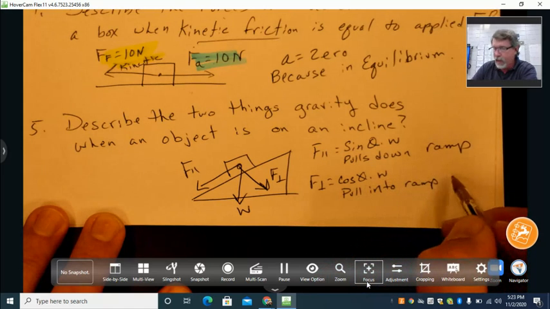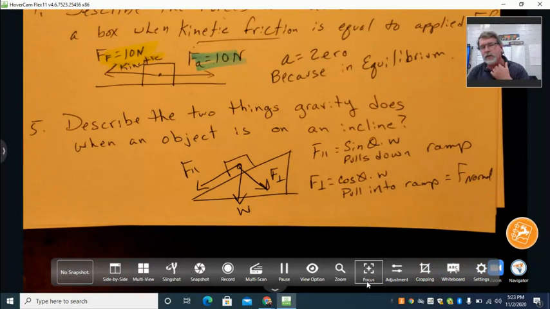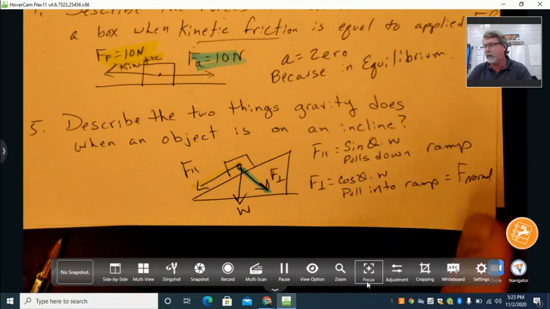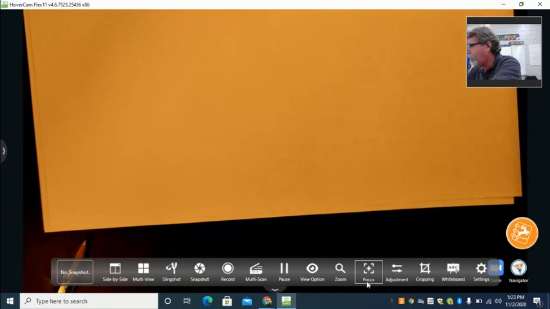And that force into the ramp creates force normal. All right? So describe the two forces that gravity creates. Some of gravity pulls it down the ramp, and some of gravity pulls it into the ramp. All right, let's look at a couple quick calculations.